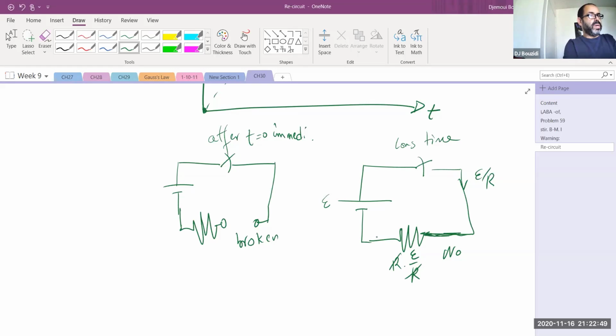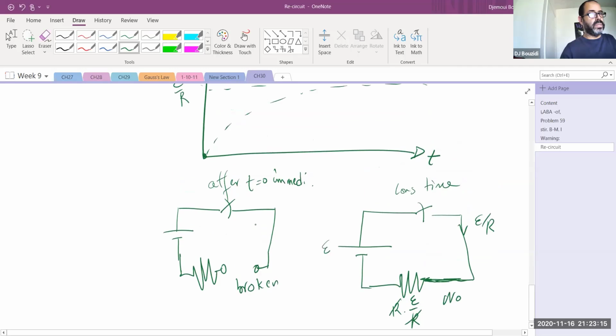And if they tell you after a long time, we have problem 59, which we're going to do together, a similar situation. After a long time, you just replace it by a wire. That's it. This is opposite to what's happening in the case of the capacitor. The capacitor, immediately after, you replace by a wire, and after a long time it's going to kill the current. So the capacitor will be an open circuit at the end after a long time. So this is opposite to what the capacitor does.